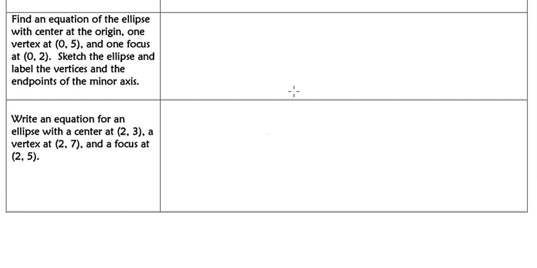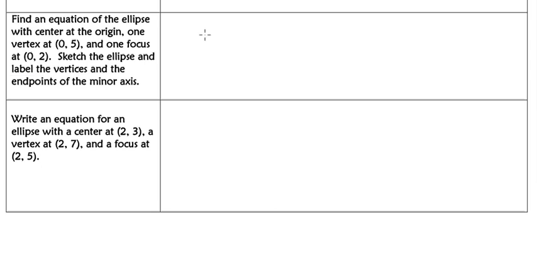All right, here we go. Find an equation of the ellipse with a center at the origin, one vertex at (0, 5), and one focus at (0, 2). And then we're going to sketch the ellipse and label the vertices and the endpoints of the minor axis. So the minor axis being the shorter of the two.